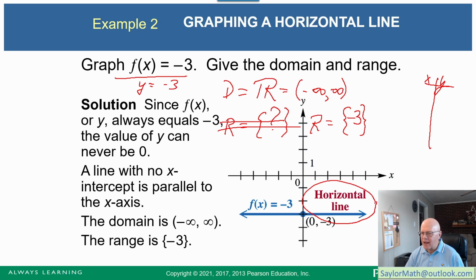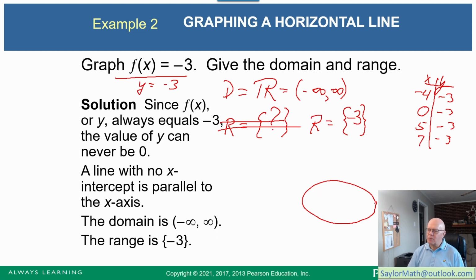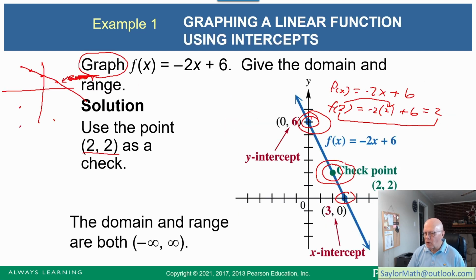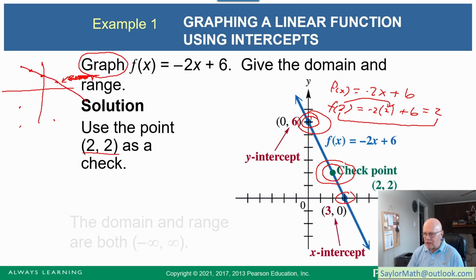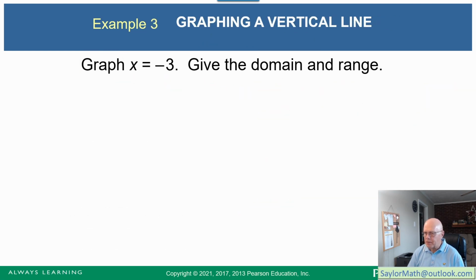Now what does this say? It says no matter what x is, the y value is always negative 3. So negative 3, negative 3, all of those are going to be negative 3's regardless of what you put here. Put a negative 4 there, maybe a 0, maybe a 5, and let's throw in a 7. And those should be in a straight line, and more than that, a horizontal line.